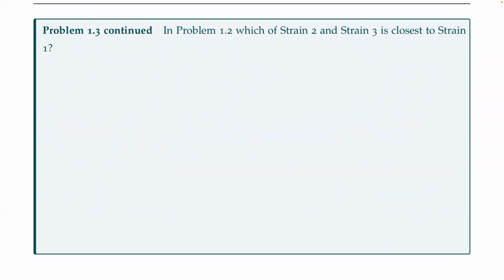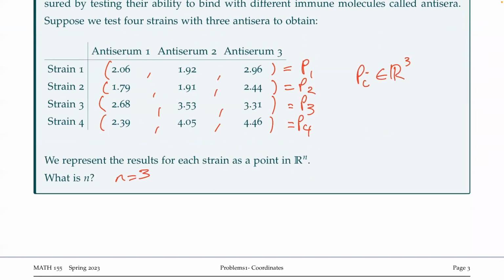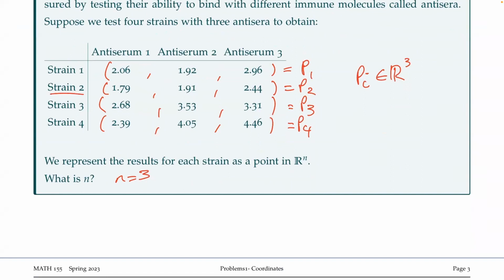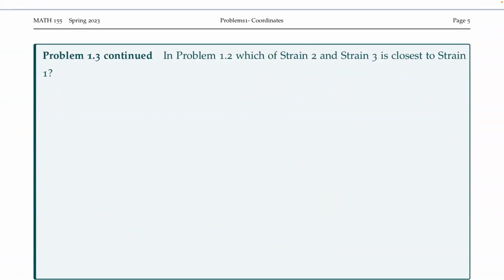But in problem 1.2, that's where there was the table of the different strains of the anti-Sierra, we want to work out which of strain 2 or 3 is closest to strain 1. So how do we do that? Well, these are our different points. We want to work out whether this strain or this strain is closer to this strain. So just as we've taken the distance formula between a particular point and the origin, now rather than the origin, we just substitute in whatever the other point is. So you need to work out the distance between strain 1 and 2 and strain 1 and 3 and see which of those is less. That's mainly a calculation question, so I will leave that as an exercise, or if we have time at the end.